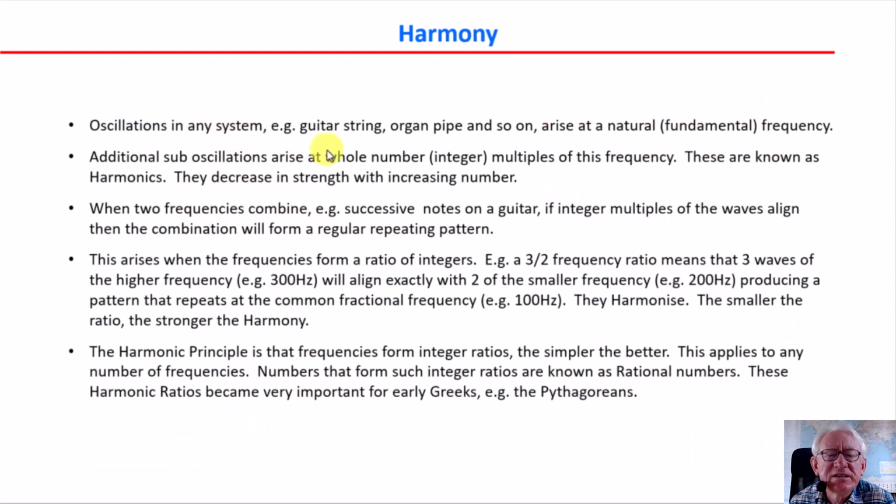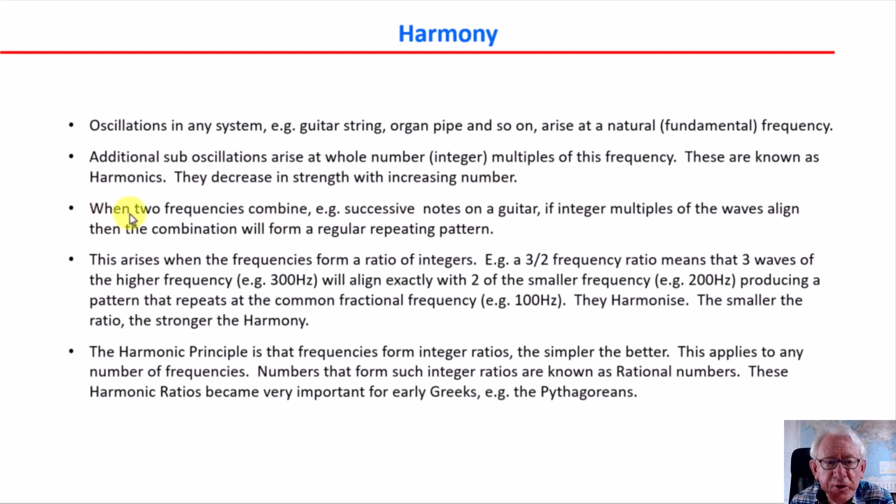Oscillations arise in any system. They can be musical instruments, they can be vibrations in an engine, or vibrations in a bridge or a building, or anything, and they will have a natural fundamental frequency. Now additional sub-oscillations arise at whole number or integer multiples of this frequency, and these are known as harmonics, and they decrease in strength with increasing number.